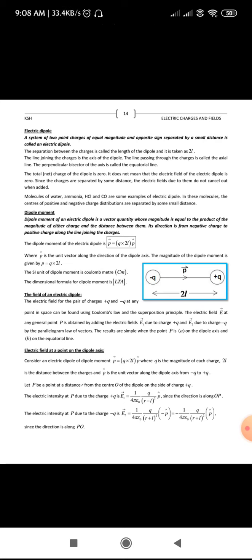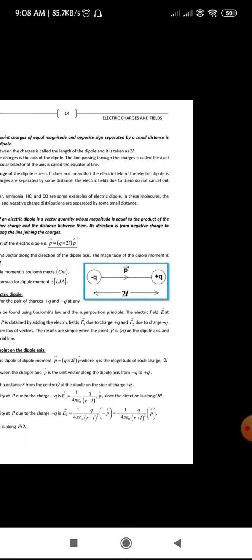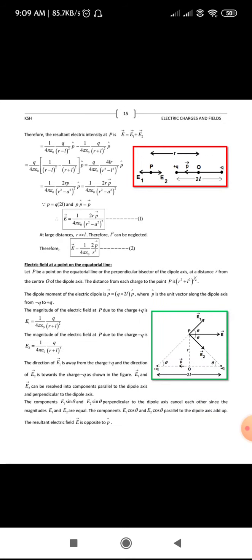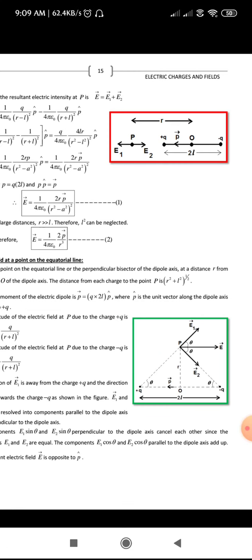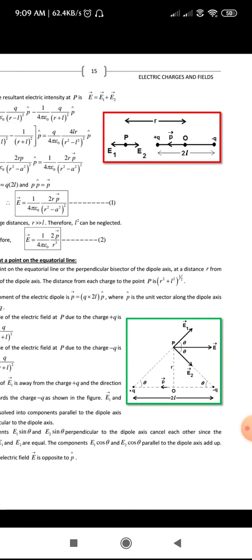Okay, so next it's regarding the derivation of electric field at a point on the dipole axis. As I said in the last class itself, this derivation will be asked for 5 marks in your examination. We also discussed the figure in the last class. So let me explain the figure once again and we will move to the derivation part.